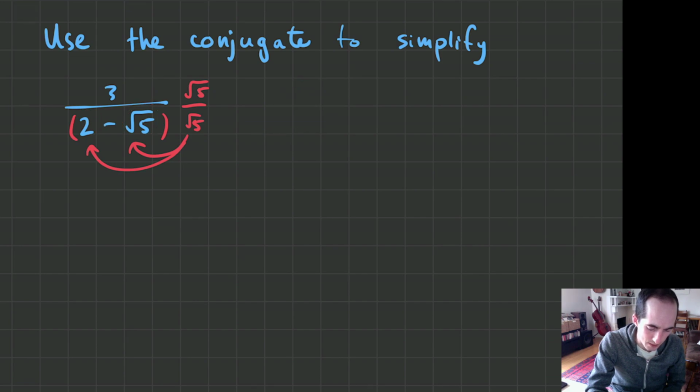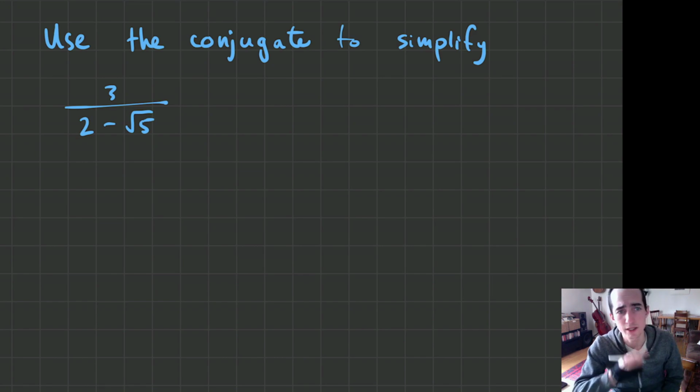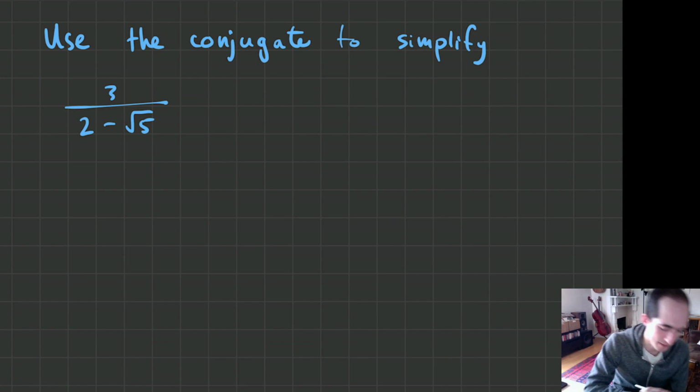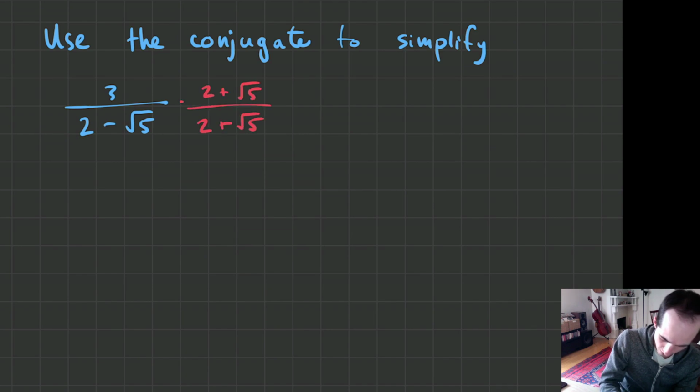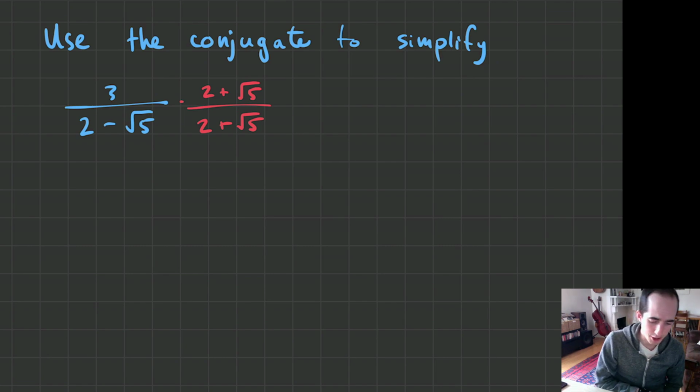So let's rewind a little bit. What we're going to do is multiply the numerator and the denominator by the conjugate of this to simplify it. And you'll see what happens in a second. So we're going to multiply by 2 plus root 5 over 2 plus root 5. Okay? So I took the conjugate. I just changed that middle sign, and that should take care of business.